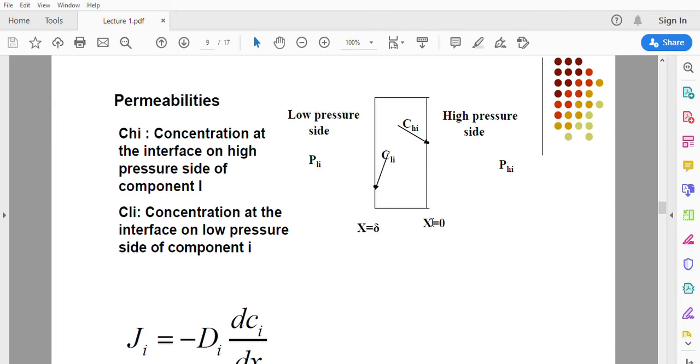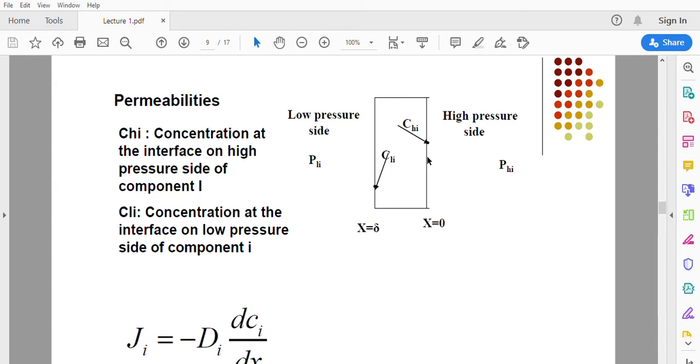Here we use x equal to 0, the thickness of the membrane is delta. Here it is x equal to delta. Okay, so how does the diffusion occur across the membrane? First, in the solution diffusion model, the molecules of the ith species absorb on the surface of the membrane.